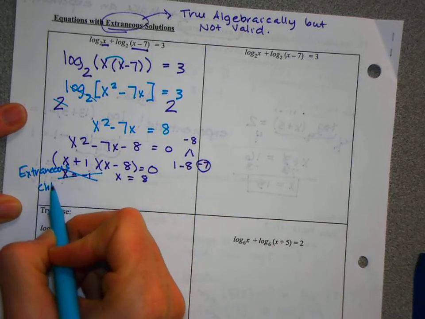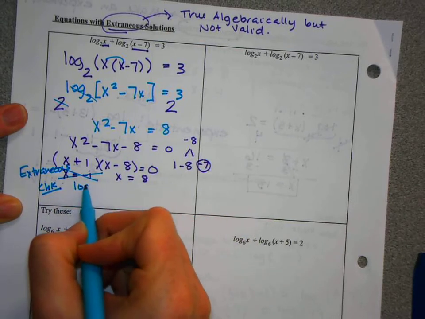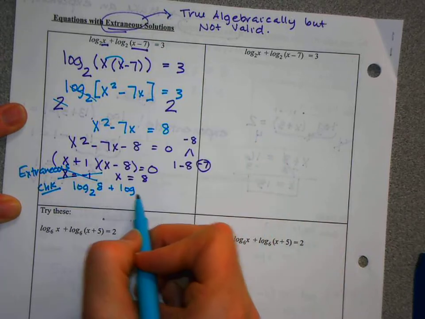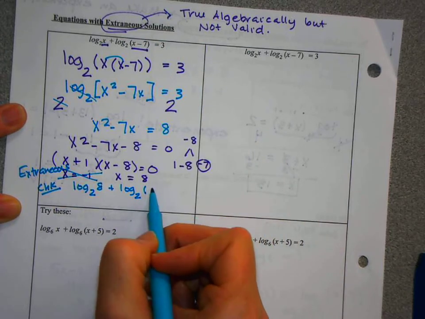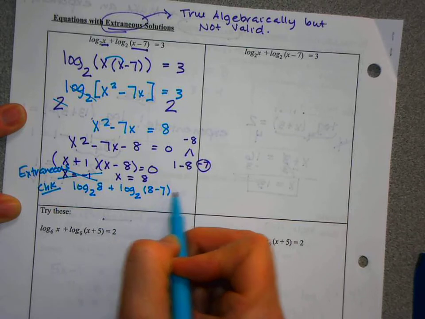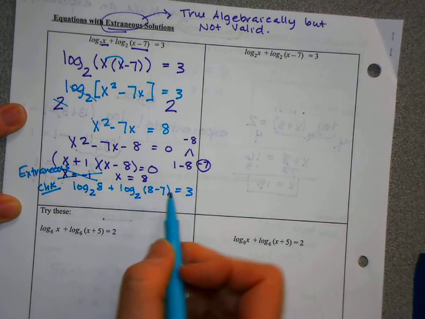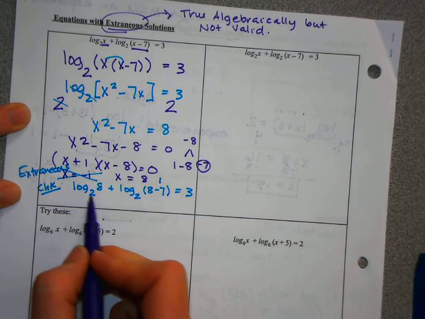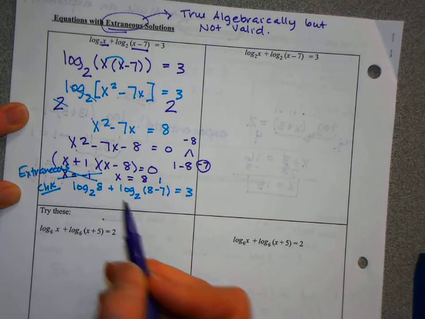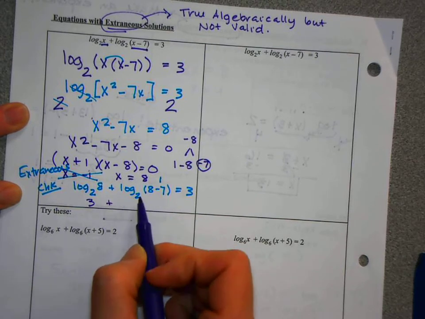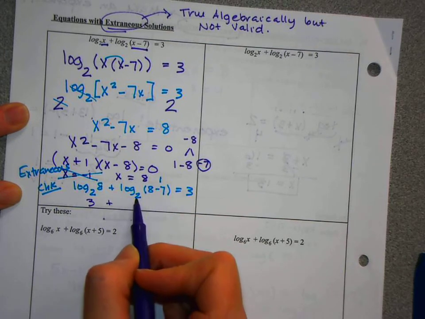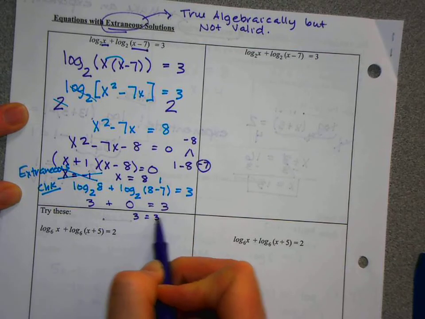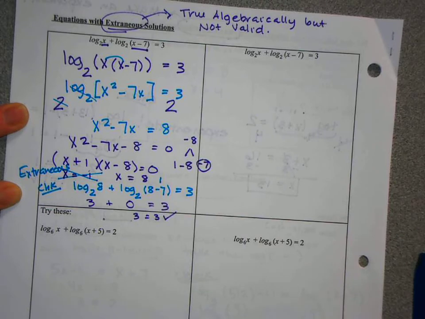So I do a check in the original: the log base 2 of 8 plus the log base 2 of 8 minus 7 equals 3. Well, 8 minus 7 equals 1. The log base 2 of 8: 2 to what power equals 8? 3. Plus the log base 2 of 1: 2 to what power equals 1? 0. So 3 equals 3. Check.